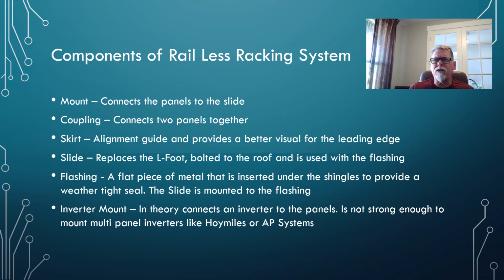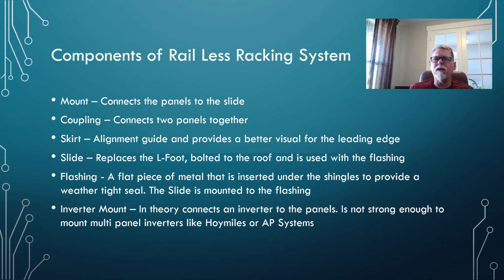You have a slide. The slide is basically about an 8-inch section of metal. It looks similar to a rail, but it's very small, and it basically is replacing the L-feet on a rail system. So you would have the mount that would connect to the slide, and the slide would be screwed into the roof. Flashing is just a flat piece of metal that's used to seal any penetrations in the roof and to help prevent leaks. An inverter mount is basically a bracket that connects the inverters to the panels.